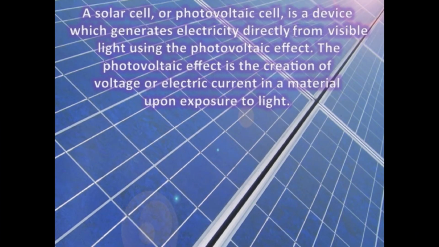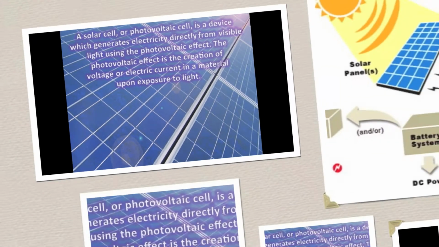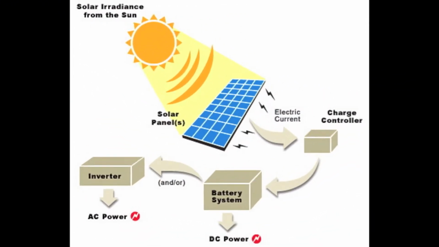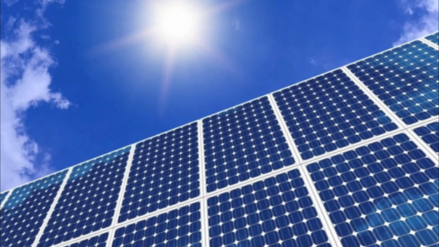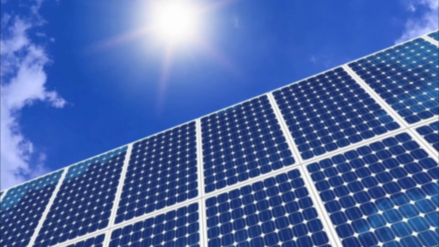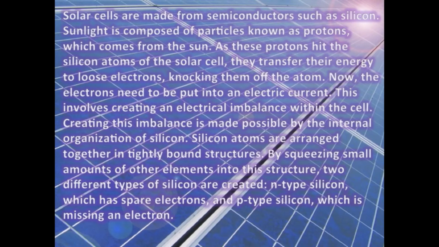A solar cell, or photovoltaic cell, is a device which generates electricity directly from visible light using the photovoltaic effect. The photovoltaic effect is the creation of voltage or electric current in a material upon exposure to light. Solar cells are made from semiconductors such as silicon.